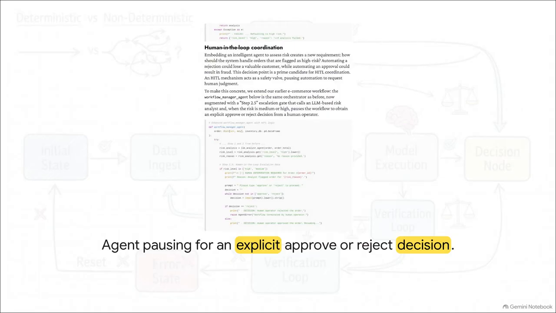This bit of code effectively acts as a safety valve for high-stakes business systems. Notice step 2.5 in this e-commerce workflow. If the LLM risk analyst flags an order as medium or high risk, the automation loop breaks. It explicitly requests a human input of approve or reject. It prints a warning, halts the automated chain, and just waits. Let me tell you, gracefully ceding control to a human operator like this is absolutely essential for any production deployment.